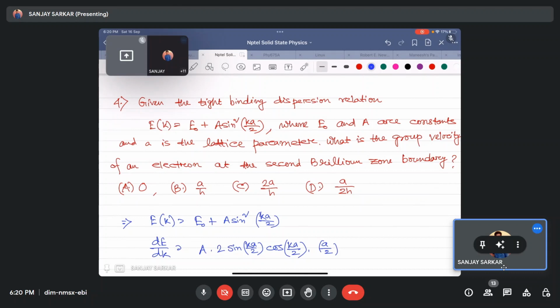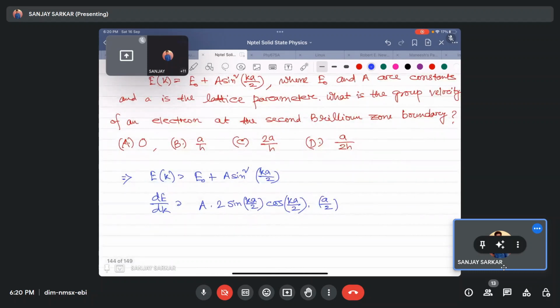Then what to do? So the group velocity is, the 2 cancels out, so we will have A a sine ka by 2 cos ka by 2, because this 2 and this 2 get canceled out.